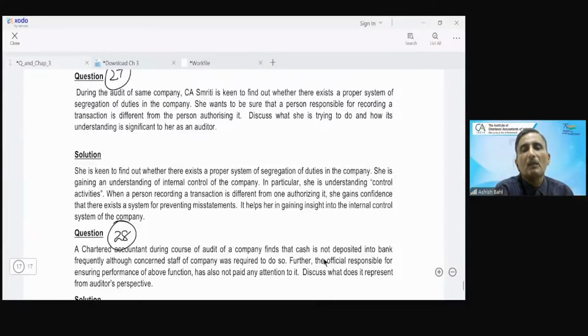Now see question number 28. A CA during the course of audit of a company finds that cash is not deposited in the bank frequently, although the concerned staff of the company was required to do so. Further, the official responsible for ensuring performance of the above function has also not paid any attention to it. Discuss what it represents from the auditor's perspective.